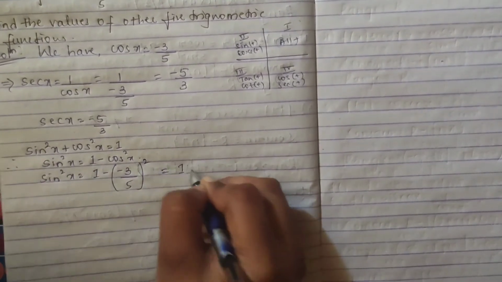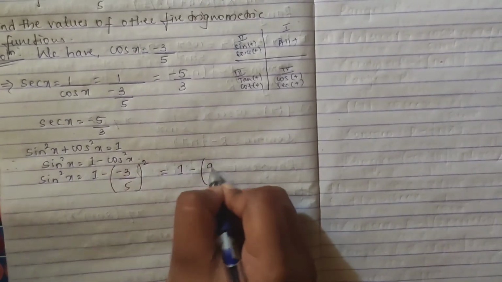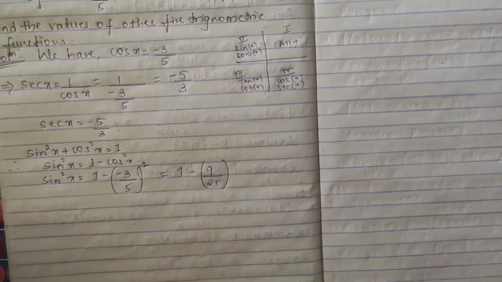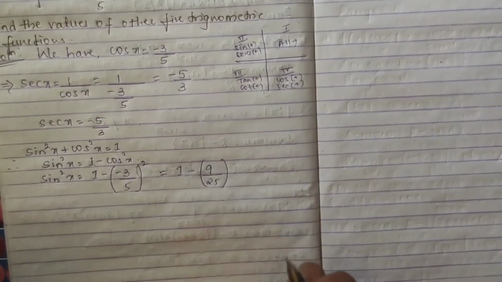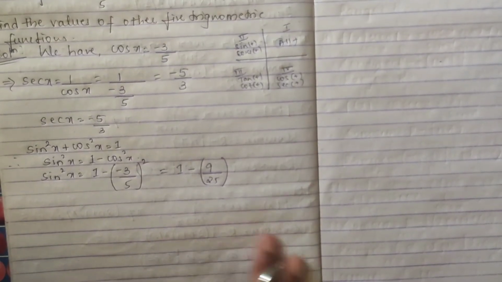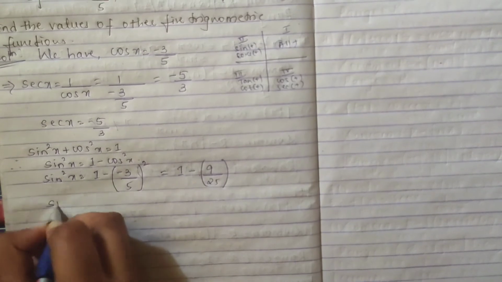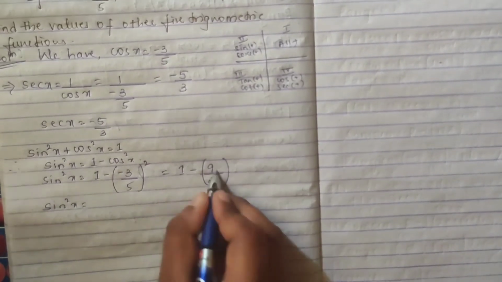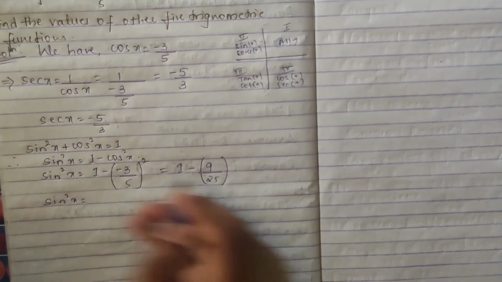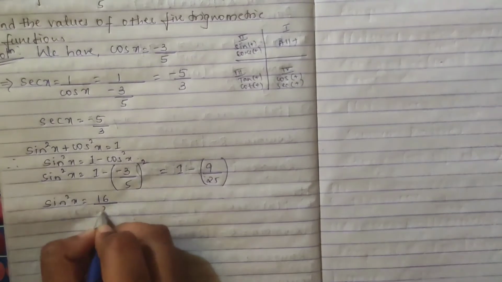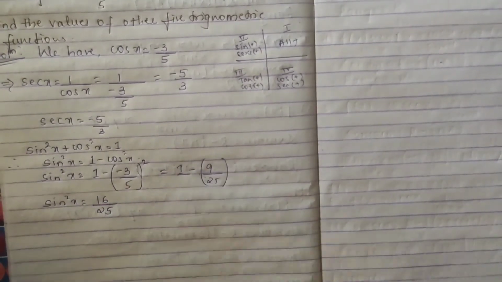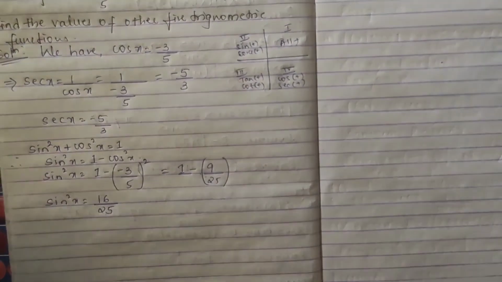Here I am writing: minus 3 square is 9, this minus also turns to positive, and 5 square is 25. So you get 1 minus 9 by 25. Just take the LCM. Sine square x will be 25 minus 9, and you get 16 by 25. Just take this LCM and simplify this part.